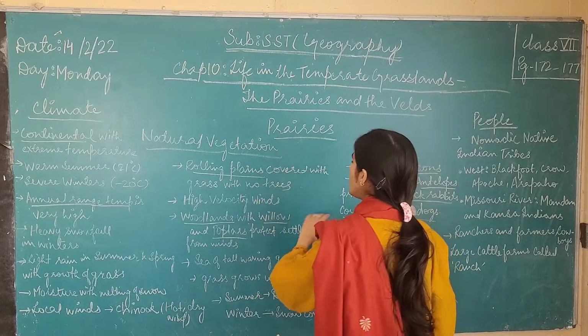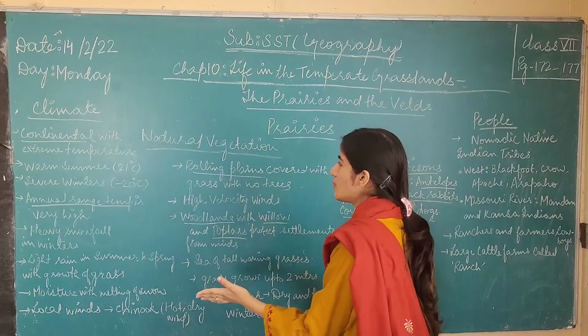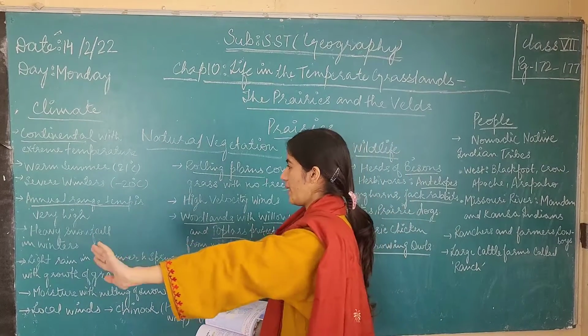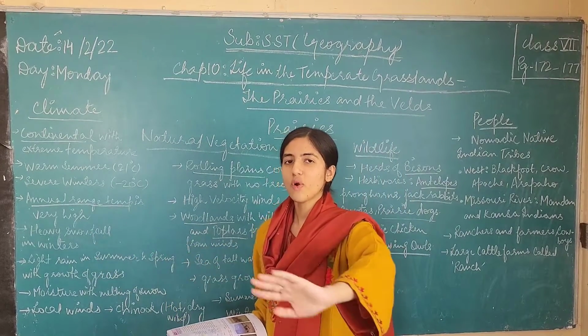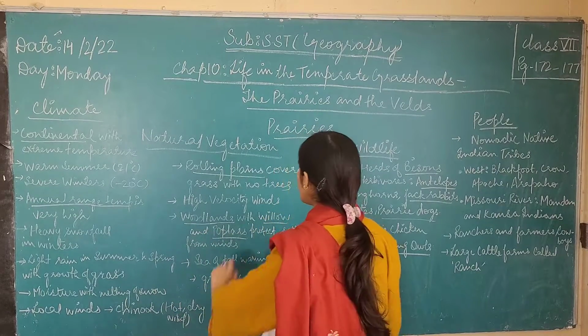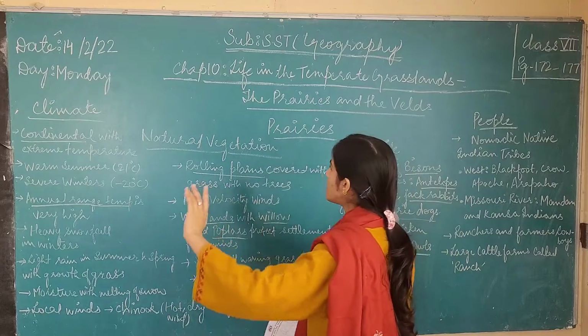These plains are covered with grasses, and there are no trees in the prairies grasslands. The land is covered with grasses all over the place. Wherever you see in the prairies grasslands, you will only find grass and grass over a very large area of land. And there are no trees in the rolling plains of the prairies.